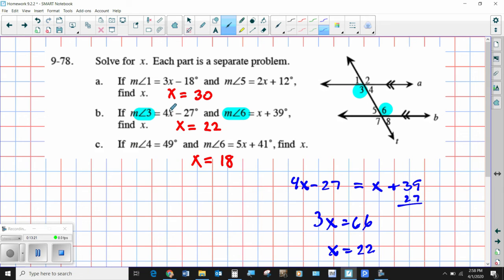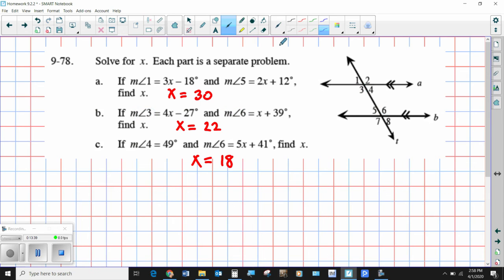Check to make sure that that works. Is 88 minus 27 going to give you the same answer as 22 plus 39? 22 plus 39 is 61. 88 minus 27 is also 61. So yay, we got that right. And now the last one.